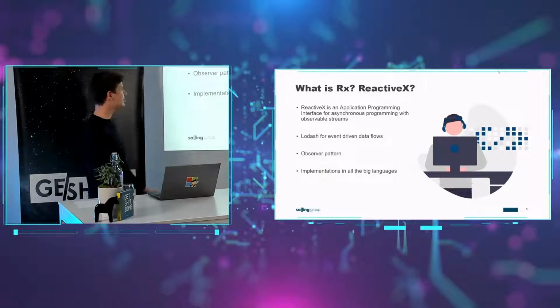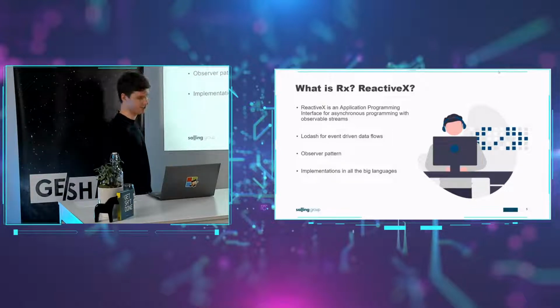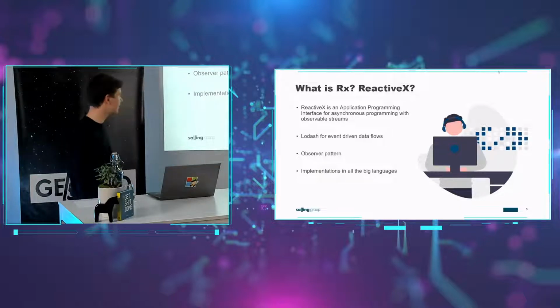The reason I mention this is that in Rx we have a construct called observables, which is the very foundation of everything in Rx. And it is very much like the observer pattern. The observable in Rx is basically the subject in the observer pattern, but extended with more things on top. I'm going to get into that now. Next slide. And the last thing is that this framework, ReactiveX, is implemented in all the big languages. So I'm going to be talking about RxJS, which is the JavaScript implementation of the library.